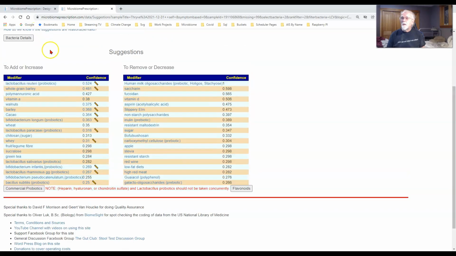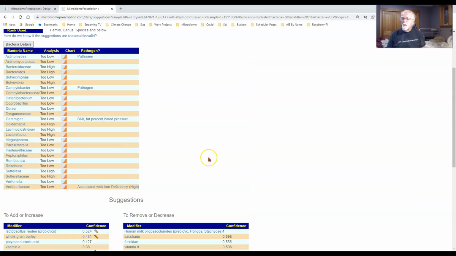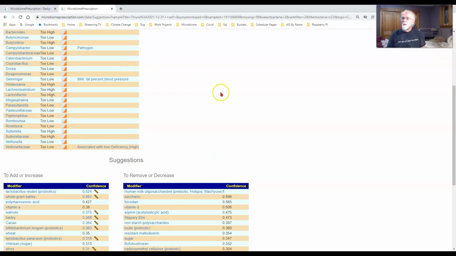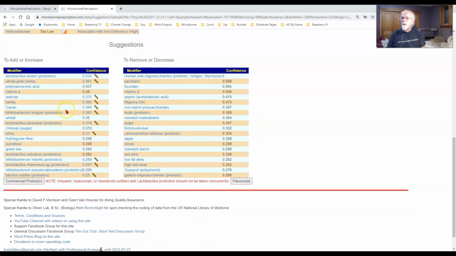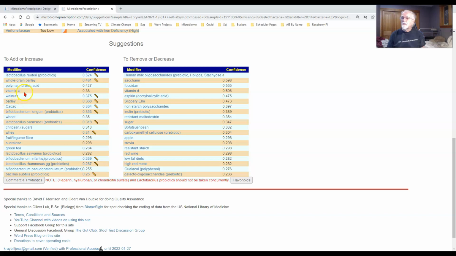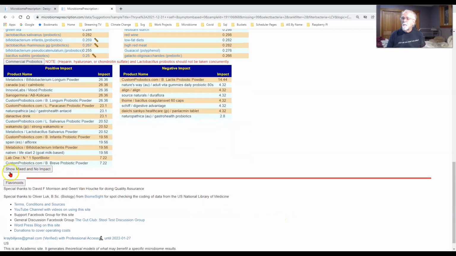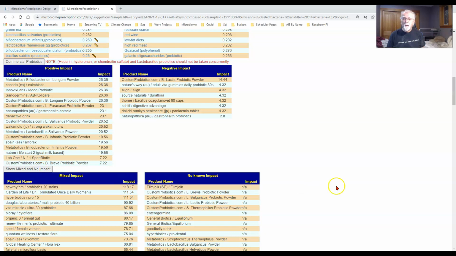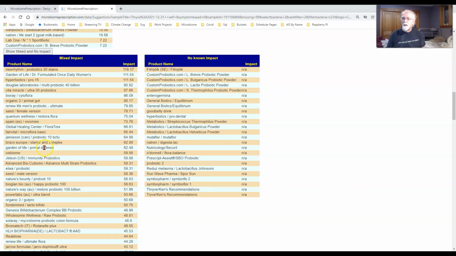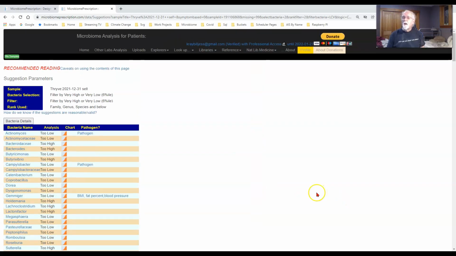And how many bacteria do we have now? We have a good number of bacteria. Most of them are too low, a few are too high. Again, we have things called barley, walnuts, whole grain barley. We have similar things. So we have done multiple things here. We can take a look at commercial probiotics. Again, we have the same thing down below. This commercial probiotics list is reduced because of the more items being factored in, and the no known impact one and the mixed impact.